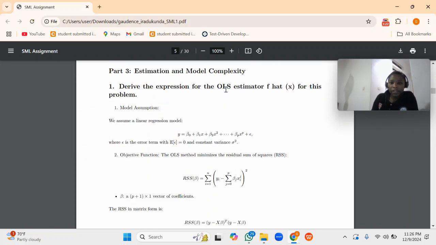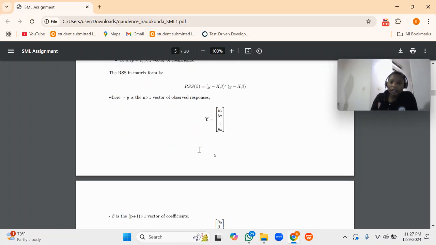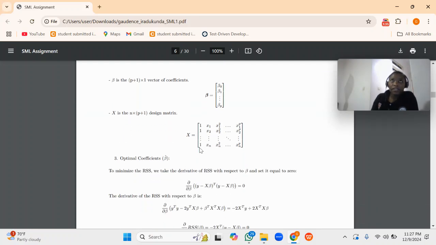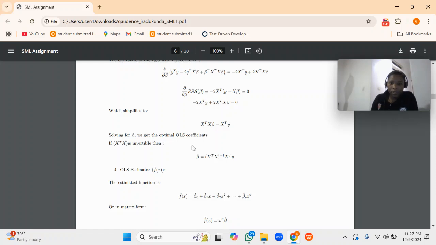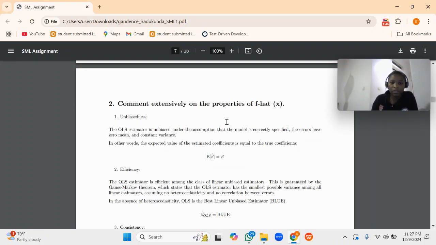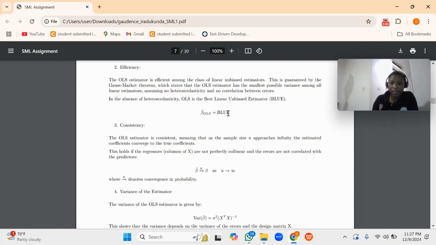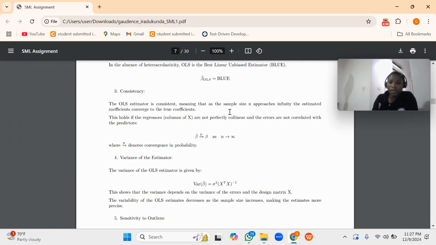By deriving the OLS estimator, we have seen that we first minimize the residual sum of squares with respect to beta hat, and after that, we assume that X transpose X is invertible, and we see that beta hat is this. By commenting on the properties of beta hat, we have seen that it's unbiased, meaning the expected value of beta hat is equal to beta, and it is the best linear unbiased estimator among unbiased estimators since it has minimum variance.